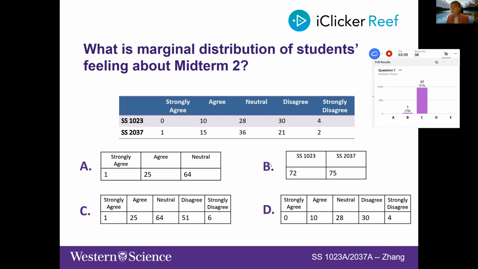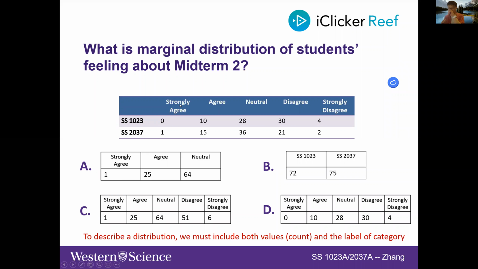The problem with B is that B is actually the marginal distribution for the other variable, the class code. The problem with A is that A is incomplete. When we talk about the marginal distribution, we need to display the complete distribution. We cannot just ignore some of the levels. And the problem with D is that D is not a marginal one, because we didn't take the sum. We didn't collapse the cells. So the correct answer is C. I think you did a pretty good job on this question.